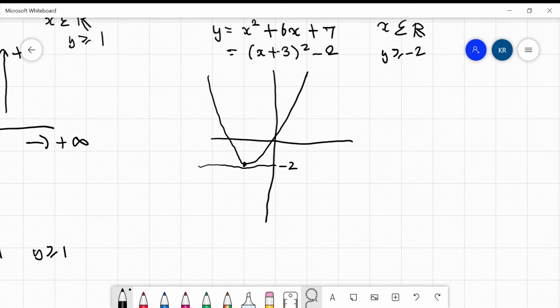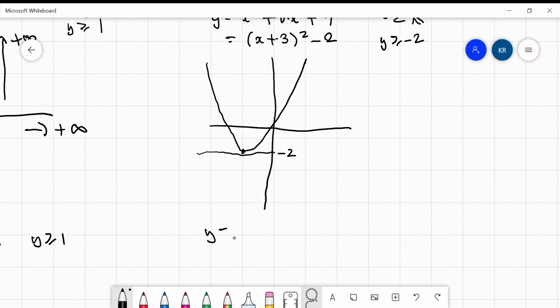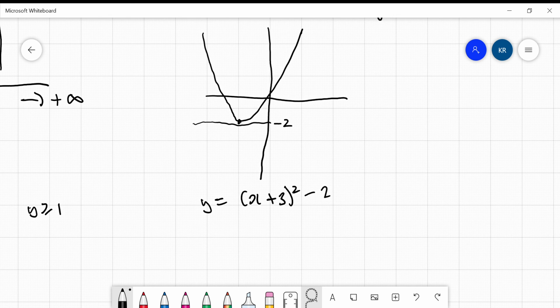Now suppose we don't sketch. How would we find the range? So where y equals x plus 3 whole squared minus 2. As I said before, any square number is greater than or equal to 0. So which one is the square number here? That is x plus 3 whole squared. So the minimum possible value for this is 0. So if you substitute 0, you get 0 minus 2, which is equal to minus 2. So the minimum possible value for y is minus 2. The curve cannot go beyond that point. So that's how you would obtain the range in that case.